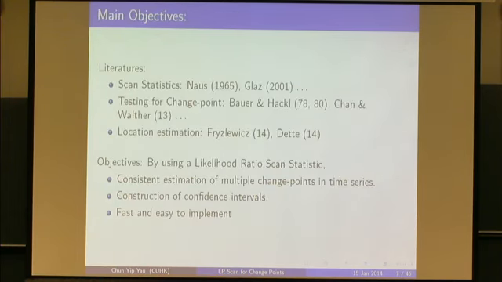Okay, so some very basic scan statistic. The scan statistic is kind of used in testing problems, and until yesterday I found the scan idea was actually used for estimation. Today what I want to use is a likelihood ratio scan statistic that allows consistent estimation for multiple change points in time series, and I will also construct confidence intervals using that scan statistic. It is fast and very easy to implement.